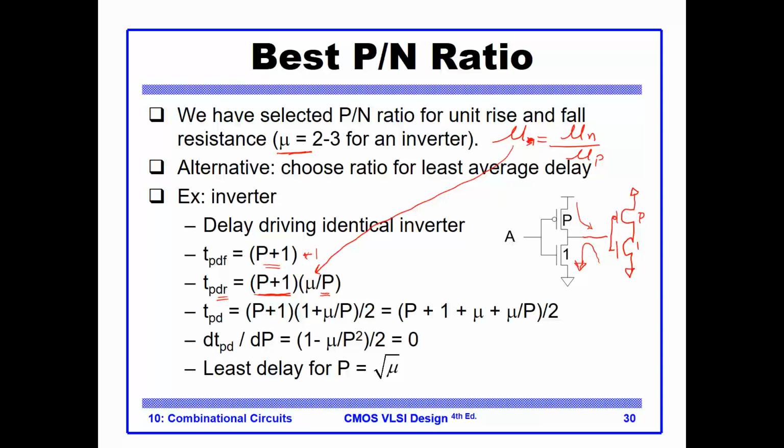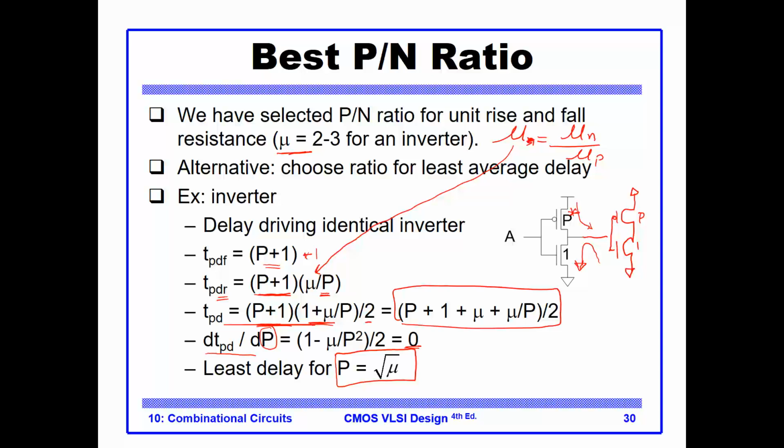The larger the P, the better for the rise time, but I am trying to find out the optimum P. Now the delay is you average the fall time and the rise time, so you add them and divide by 2, and you get this equation here. Now the optimum is that we have to derive with respect to P because we are optimizing P. This is the one that I'm trying to optimize. You derive and you equate with 0. You solve the equation and you get P equal square root of mu.